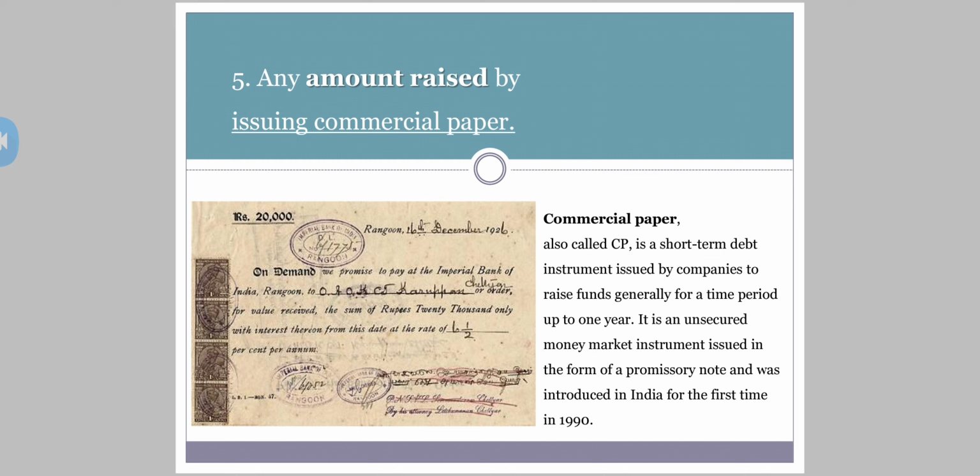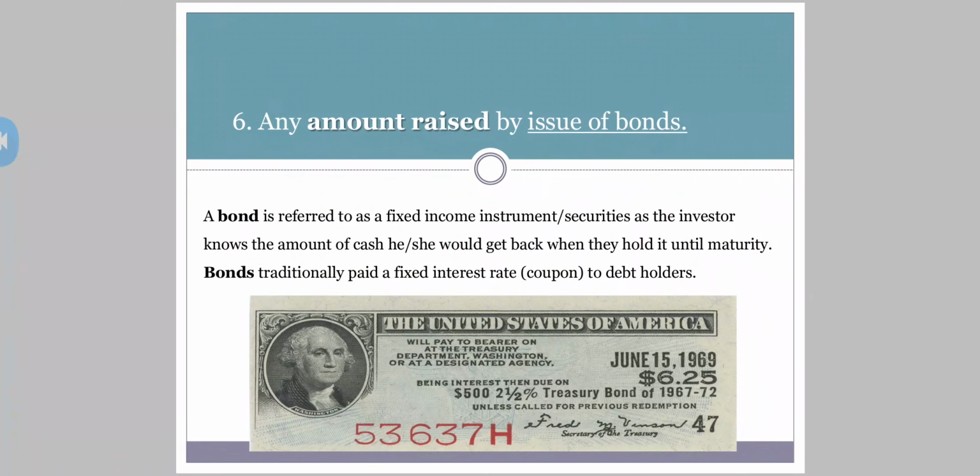Commercial paper: when you raise some funds and you give commercial paper instead of a deposit receipt, at that time this will not come under deposit. The sixth point you have got is any amount raised by issue of bonds. When the company issues bonds, this is the next topic, bonds, in the sources of borrowed capital, which we are going to see in the very next lecture. Right now you are supposed to remember any amount raised by issue of bonds.